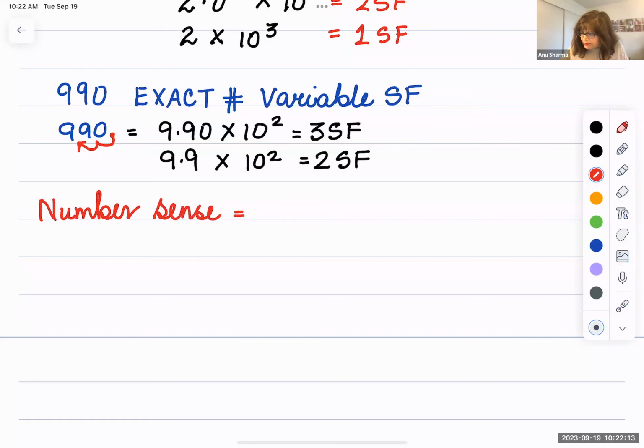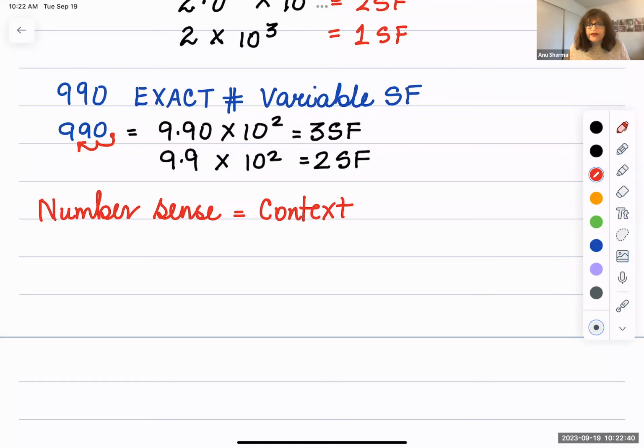Okay, number sense. First of all, it always depends on the context in which the calculation is being done. Let's say 990 guests are coming to some big event, and they want to have food cooked for 990 people. This is an exact number, 990.